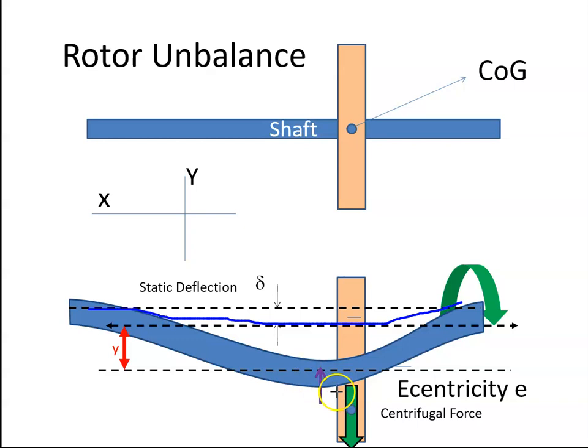The centrifugal force acts through the CAG, so it's acting from this distance here, and that distance there is E, the eccentricity of the rotor. So we can say that the centrifugal force is m omega squared, multiplied by the radius, but in this case it's going to be y plus this value E here. So that's the centrifugal force on the rotor and on the shaft. Fair enough.